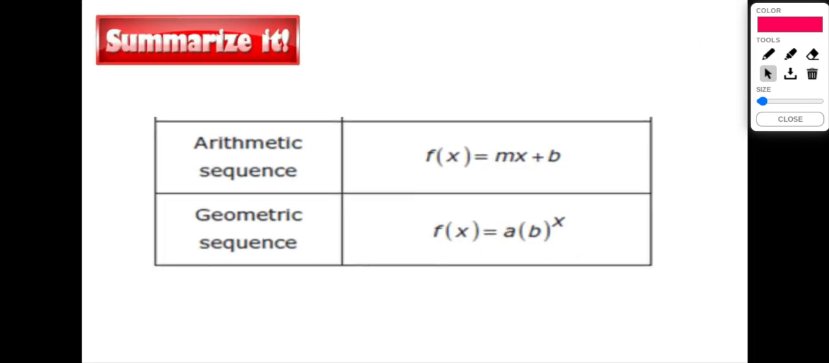Okay, so to summarize, really you should be able to look at that chunk of the 8th grade formula sheet and be able to tell how arithmetic sequences and linear functions are connected and how geometric sequences and an exponential function are related.